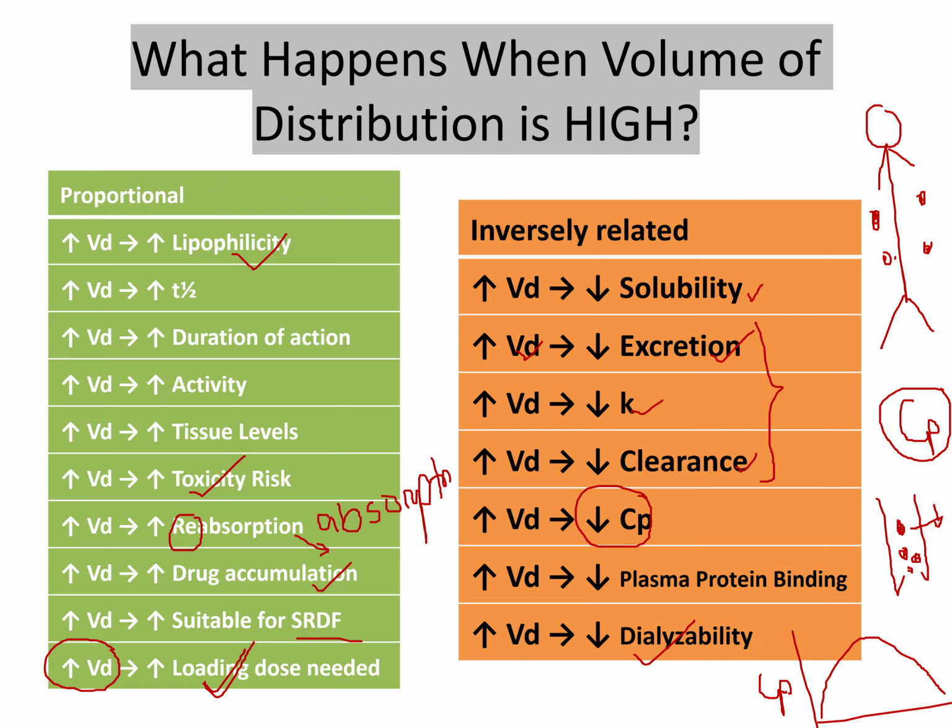So to dialyze blood, the drug should be within the blood. Okay, it should not be distributed. So dialysability decreases with increased volume of distribution. So this is the overall scenario.